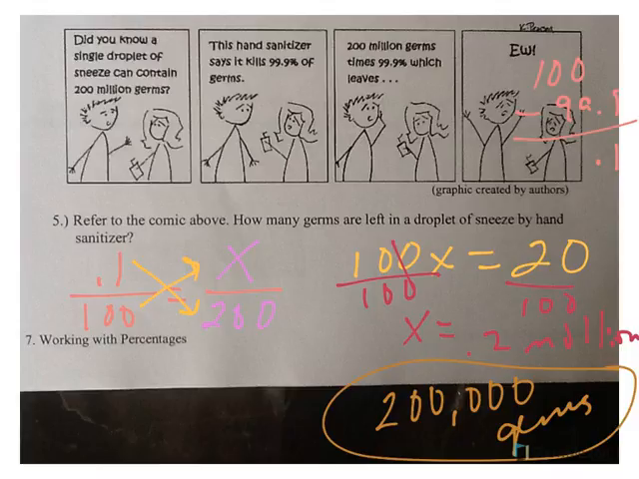So the next time you sneeze in your hand and you've got a big snot booger and you rub it all up with hand sanitizer, you still have roughly 200,000 germs on that snot-laden hand. So think on that. And now if you're not a germaphobe, you might be now. Happy sneezing to all of you.